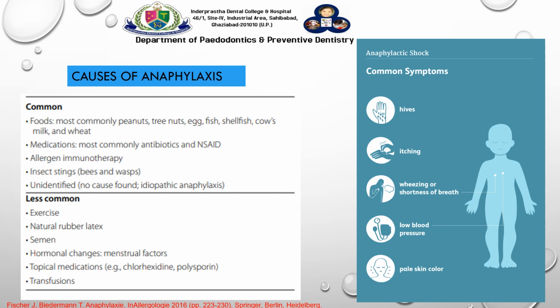There can be many symptoms of anaphylactic shock, but the most common symptoms are hives, that is the production of rashes on the skin, itching, wheezing or shortness of breath, low blood pressure, and pale skin color.